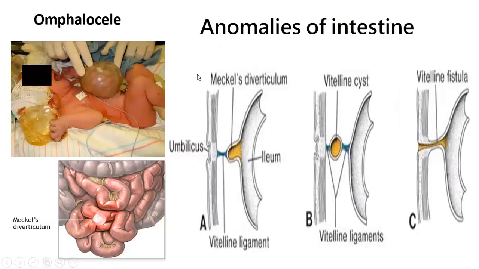So here you can see again a patient with omphalocele. So this is omphalocele. Okay, and here you can see the picture of the Meckel's diverticulum.